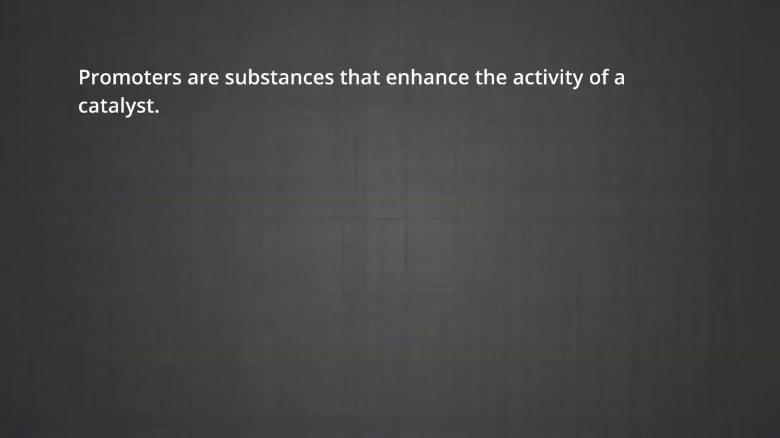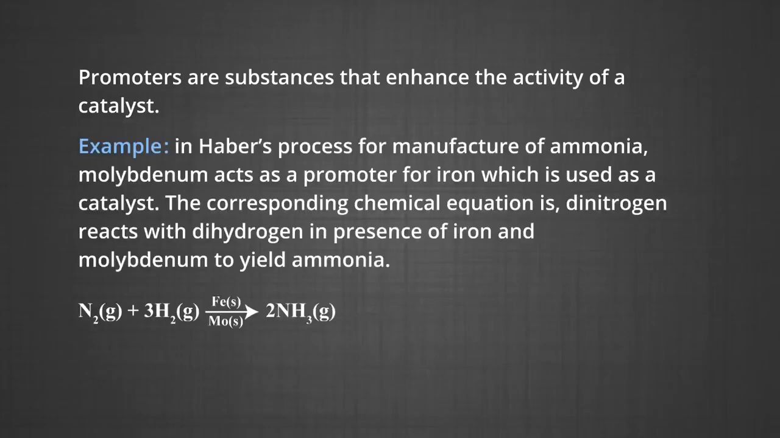Promoters are substances that enhance the activity of a catalyst. For example, in Haber's process for manufacture of ammonia, molybdenum acts as a promoter for iron, which is used as a catalyst. The corresponding chemical equation is given here. According to this, dinitrogen reacts with dihydrogen in presence of iron and molybdenum to yield ammonia.